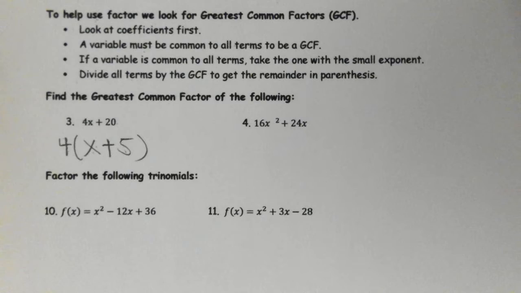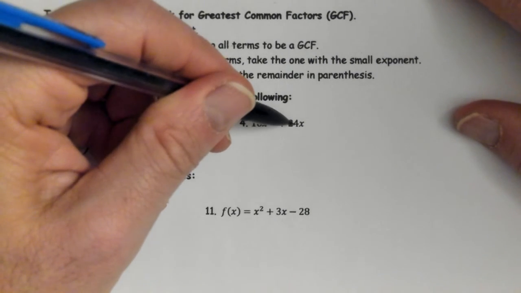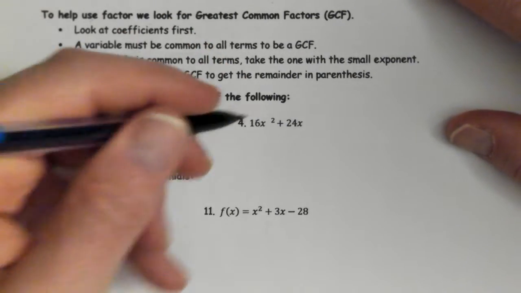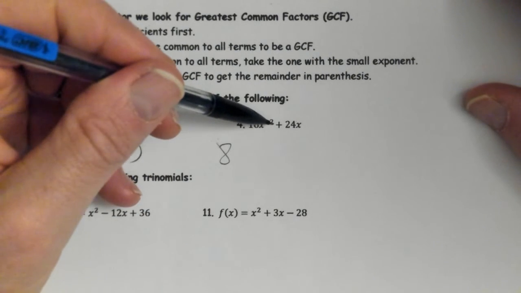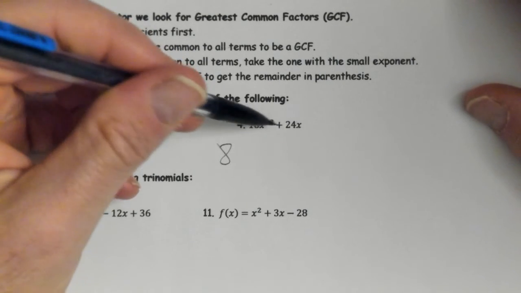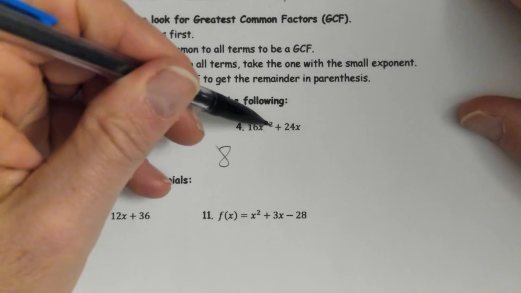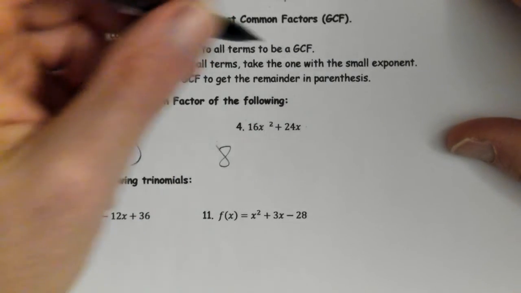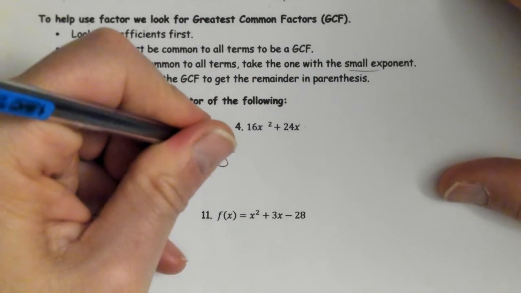And that brings us now to the next one. So let's look at the coefficients first. I have a 16 and I have a 24. So the biggest thing that can divide out of both of these at the same time would be an 8. Now, take a look at my letters. I've got an x squared and I've got an x. Since there is an x common to both of these terms, I can pull an x out. How many? Well, this one is x squared. This one is x to the first power. What's our guideline say? If a variable is common to all terms, take the one with the smallest exponent, which is 1, so I can factor out an x.